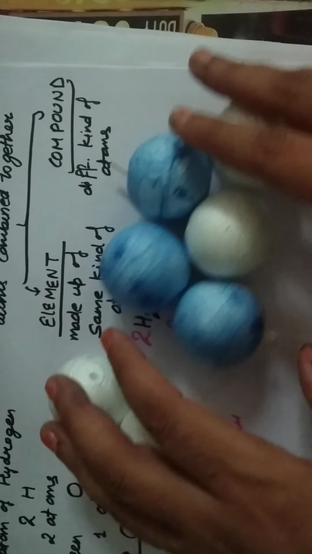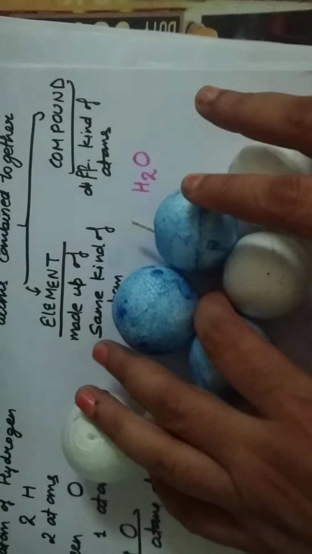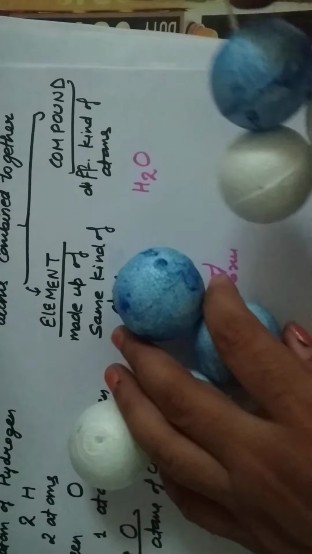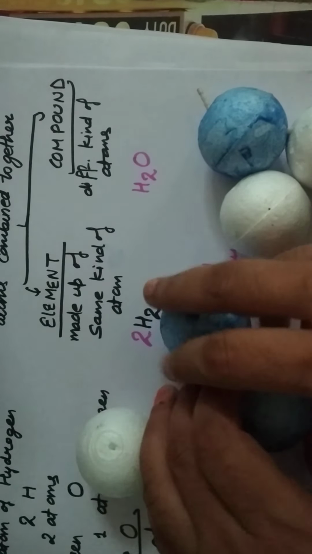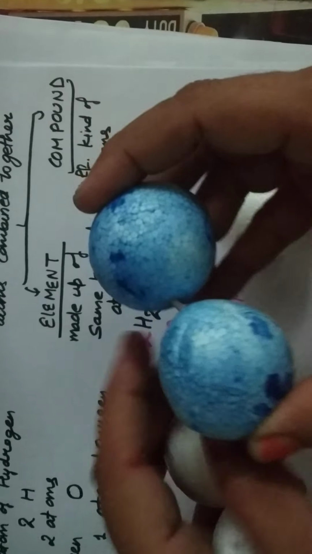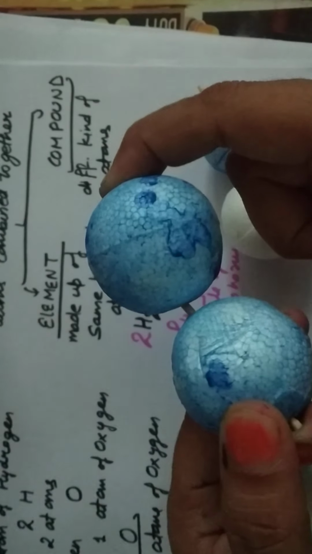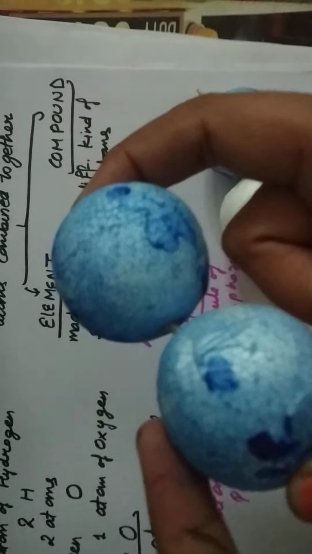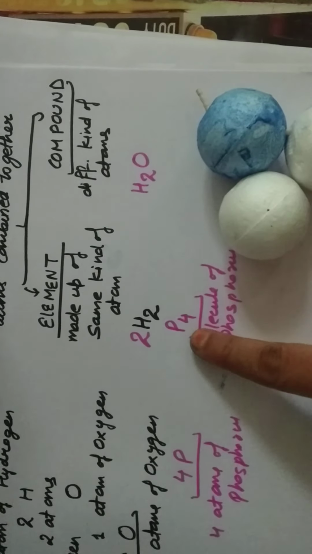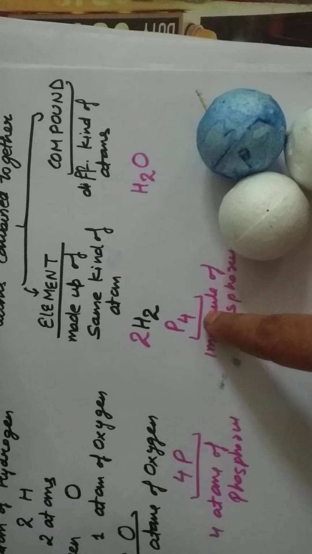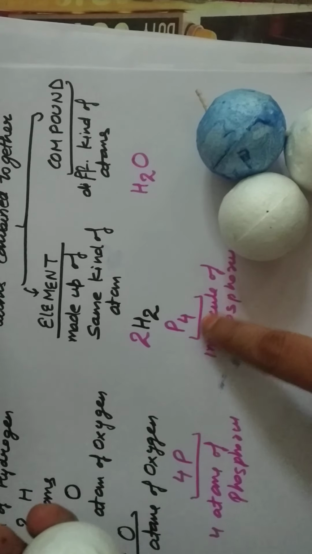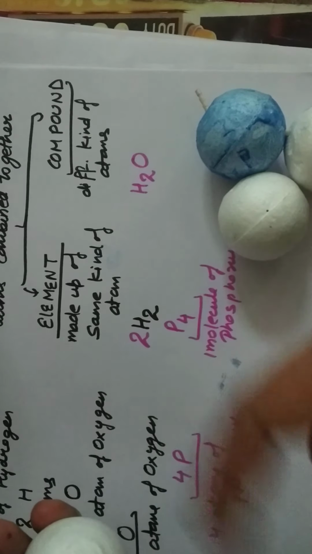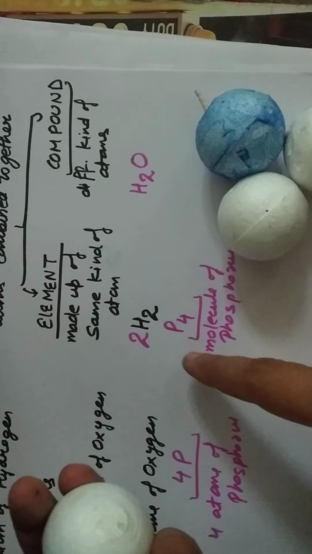I hope the topic is clear. You can differentiate what is an atom and what is a molecule. Secondly, the number of atoms present in a molecule is called its atomicity. Like in this molecule, two atoms are present, so we say the atomicity is 2. It is a diatomic molecule. Similarly, in phosphorus I showed you four atoms, so it is a tetraatomic molecule. So the number of atoms present in a molecule is called its atomicity.